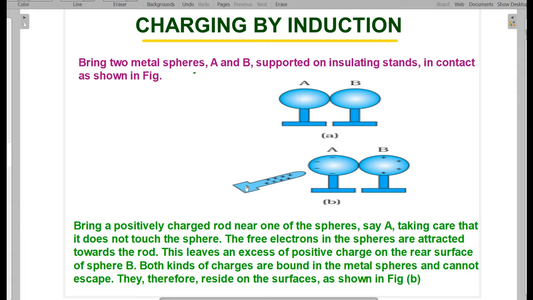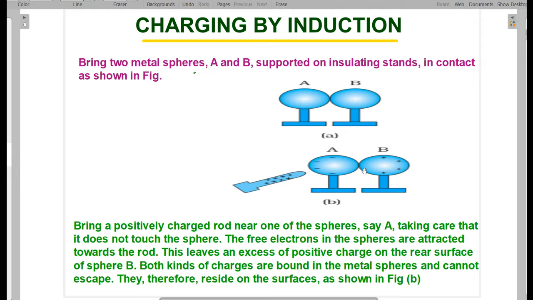Now, bring a positively charged rod near one of the spheres, say A, taking care that this rod does not touch metal sphere A. The free electrons in the spheres are attracted. Since the two spheres are in contact, they can act as a single body.